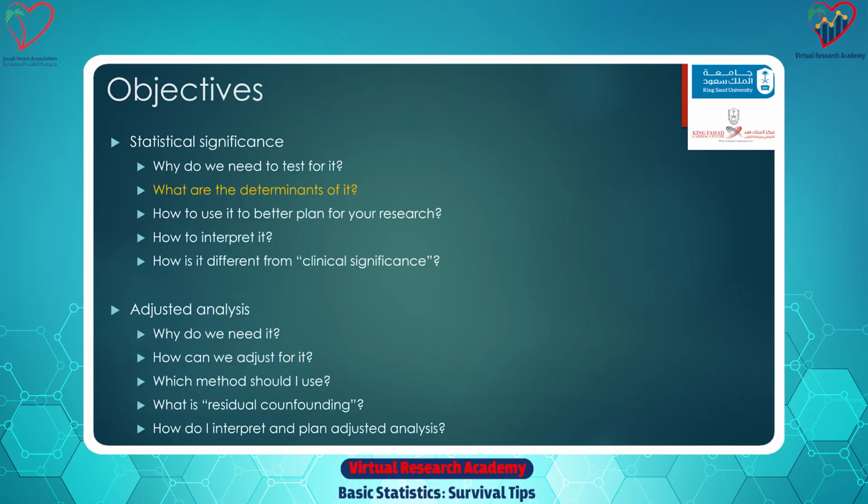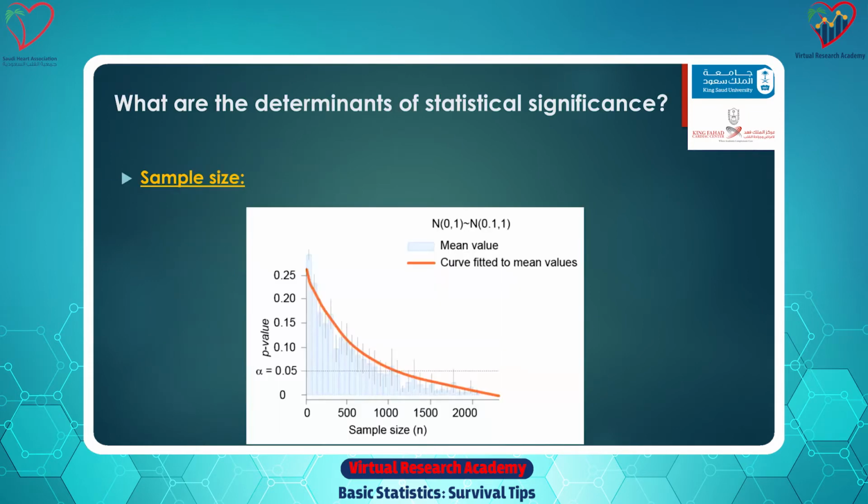Meaning, why do we sometimes find statistical significance and sometimes not? And there are two major determinants. First one is the sample size. This is a graph showing the effect of sample size on the p-value for the same intervention. And you can see here that the higher the sample size, the lower the p-value for the same intervention. We're talking about the same intervention.